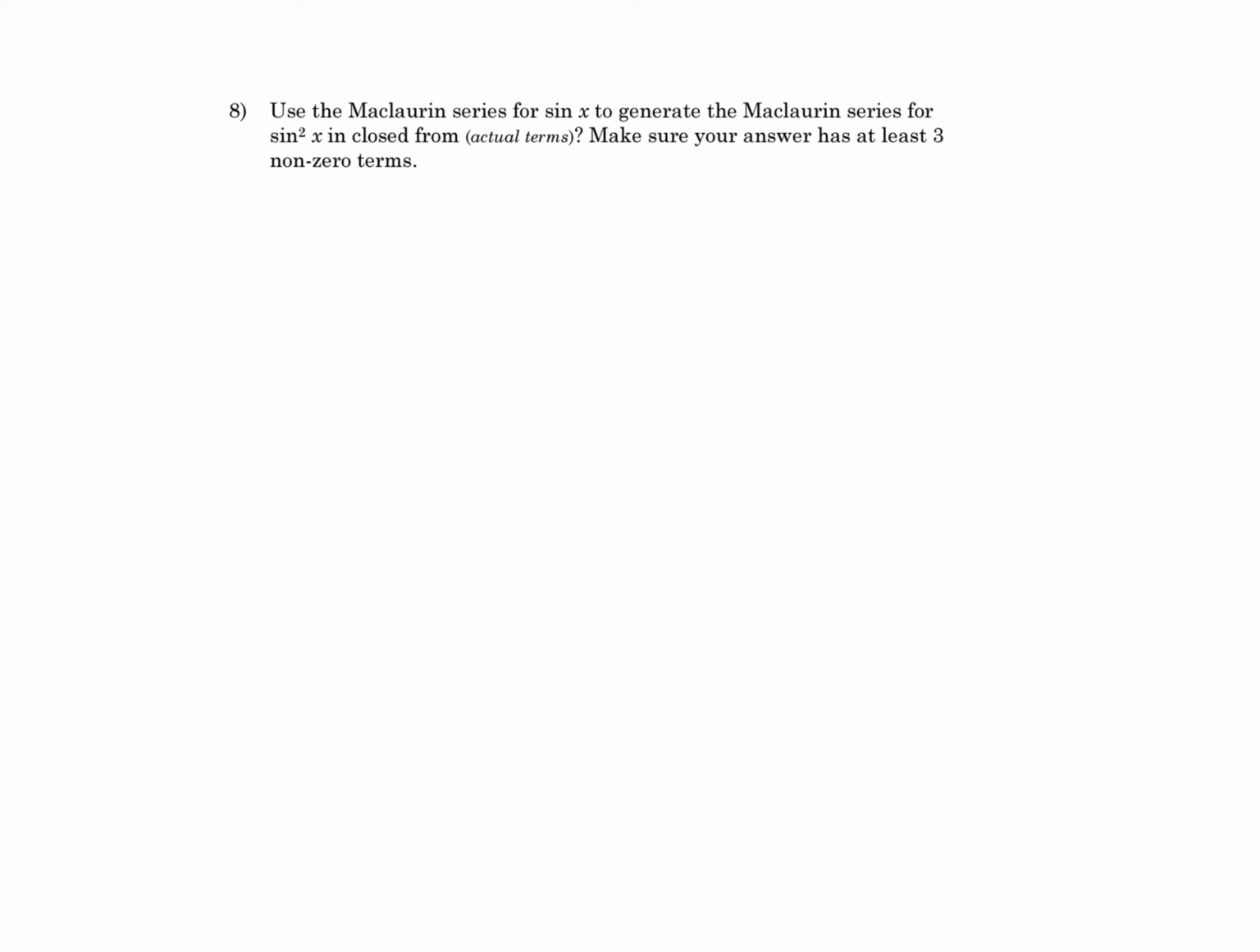Similarly, this one tells us to take the Maclaurin series for sine x and do an algebraic manipulation, which is just multiplying it by itself, to form the Maclaurin series for sine squared. The only question, I guess, that comes to mind is, do you multiply these two? Let me just write them out and show you what I'm thinking.